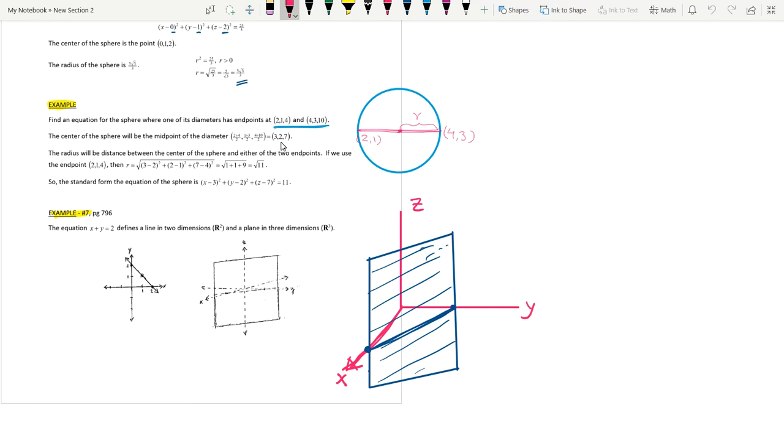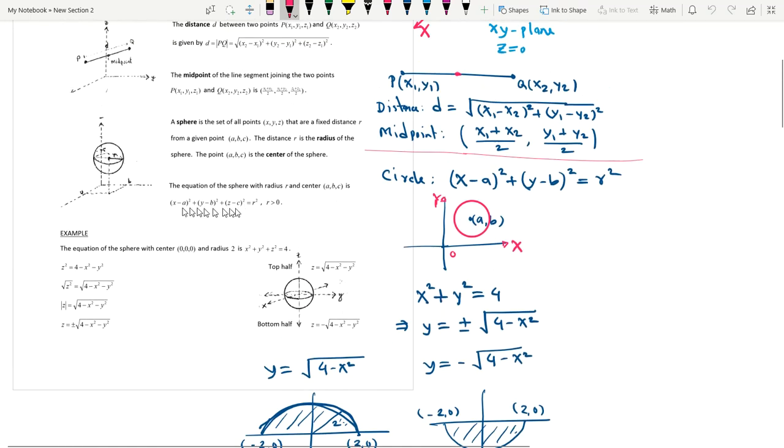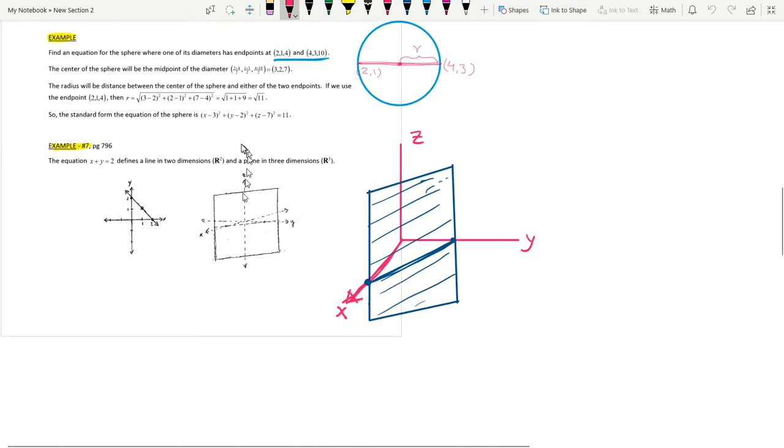So this is the center of the sphere. Now to find the radius: radius is the distance between the center and any point on the circumference of the circle. So for the sphere, this point is on the sphere and this is the center. If you find their distance, that would be the radius. So radius is square root of 11. So we got center as 3, 2, 7 and radius square root of 11. Now if you write it in standard form, then we will get this equation.